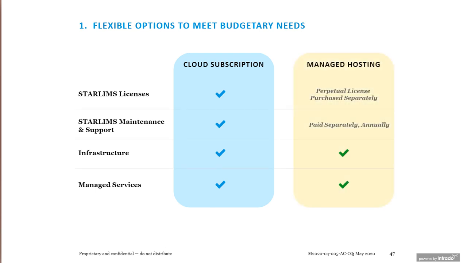But there are other customers that do have capital funding available, but they want to operationalize, or put the management of the infrastructure as well as a monthly infrastructure cost, into an operational expense budget. And that's where the managed hosting option comes in. So with managed hosting, the STARLIMS licenses are purchased as a separate capital purchase. The maintenance is handled separately as an annual payment, and the monthly fee just has infrastructure and managed services. So that will be a lower monthly fee compared to cloud subscription. So you have options depending on your budget needs. We're able to provide you with both options, cloud subscription or managed hosting, to meet your needs.